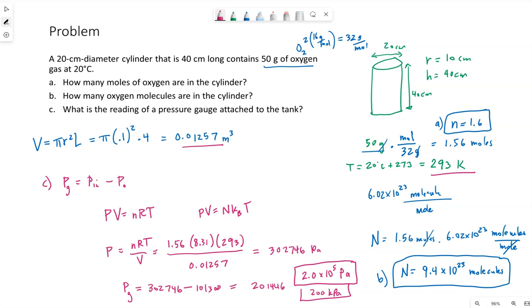So ideal gas law comes into play, but not until part C. The first part has us using the periodic table, so the concepts from earlier in the chapter.